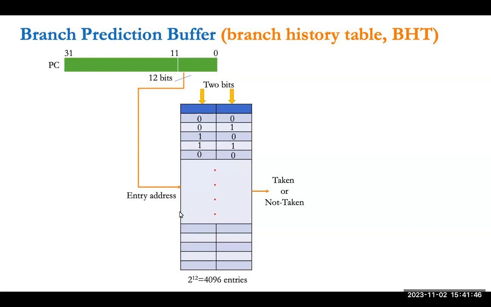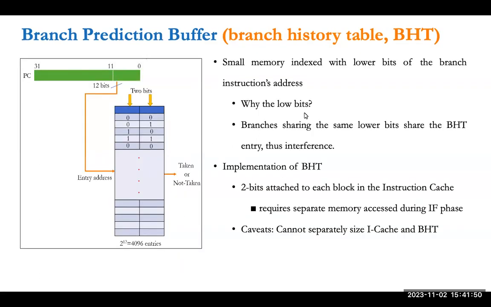Okay, so this is what we said. The lower bits are used because the same row can be used by multiple branches to store their 2-bit saturating counter states. The branches sharing the same lower bits share the same branch history table entry, thus the interference here. The implementation of this branch history table is a 2-bit counter attached to each block that gives whether it will be taken or not, as we just discussed.